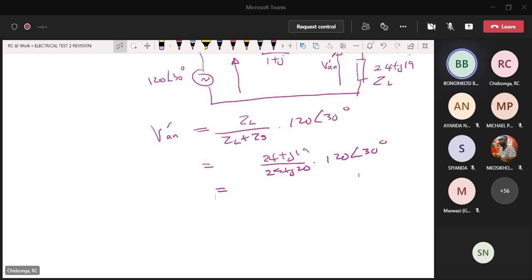It's 114. Yes, 114.73, angle positive 29.71.